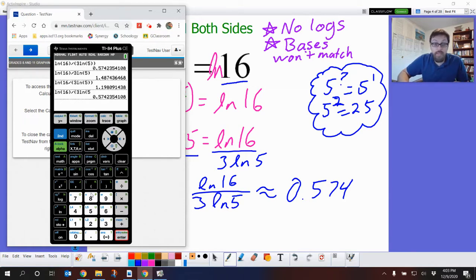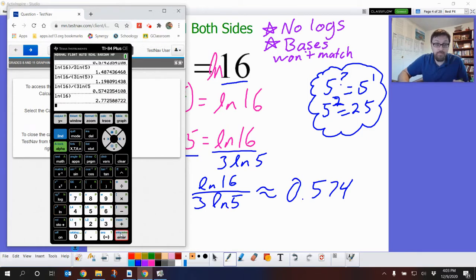This is the correct setup of it. You could also avoid that by just doing it in pieces. So doing the ln of 16. Great, I've got that. I want to divide that by 3. I've got that. And then finally, I want to divide by the ln of 5. And then you can get that nice answer that we were looking for. So you can break it up into pieces if that makes your work a little bit easier. Okay.